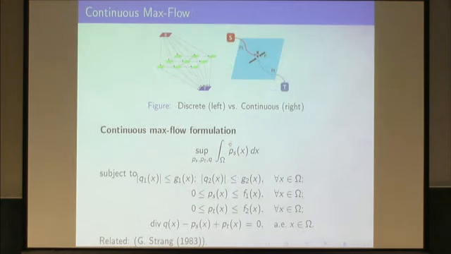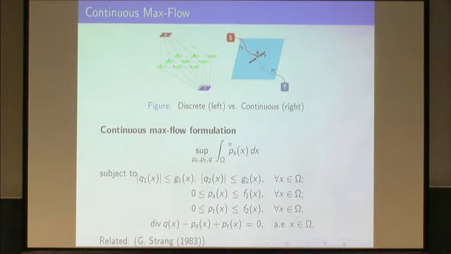This can also be made continuous. The continuous counterpart of the max flow will be such a thing. Every point is connected, and you integrate all the flow here, and those are the flow constraints in the x, y directions. These are flow conservation. So this is the continuous max flow of that system.